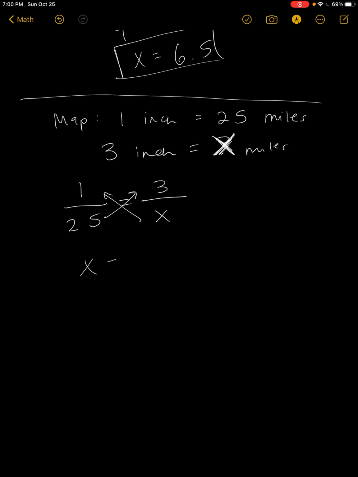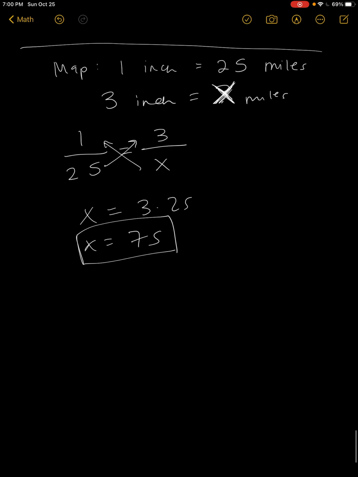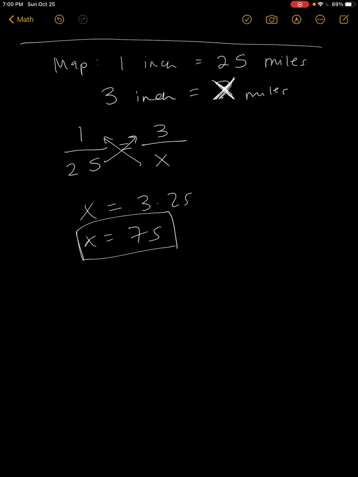So let's solve for this. Cross multiply. 1 times x is just x. 3 times 25 equals 75. Right, so if we have 1 inch is 25 miles, that means 3 inches should be 75 miles.